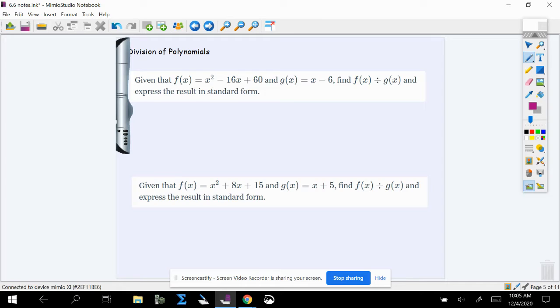So when you're doing division of polynomials, you're going to write the division in the order they state. So they say that we're going to take the f function and divide it by the g function. So f is x squared minus 16x plus 60, and g is x minus 6.